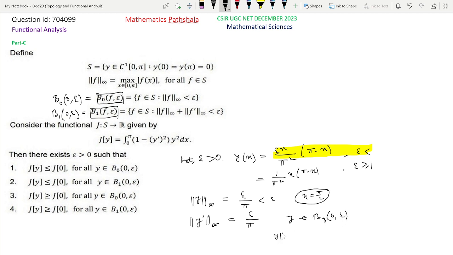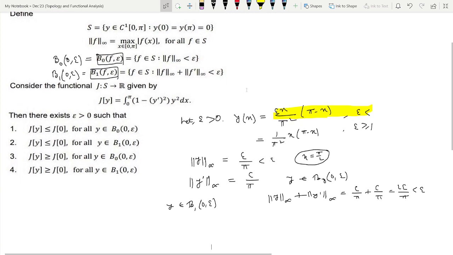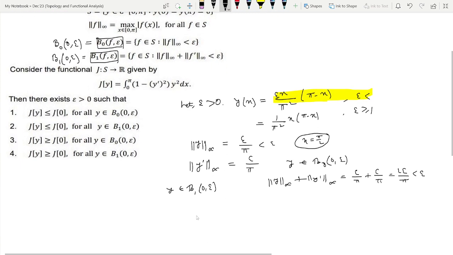And also here norm y plus norm y dash equal to epsilon by pi plus epsilon by pi. This is equal to 2 epsilon by pi. This is also less than epsilon as 2 by pi is less than 1. So y also belongs to b1 0 epsilon. So we have taken arbitrary epsilon greater than 0 and we find one y such that y belongs to b0 0 epsilon and also b1 0 epsilon.